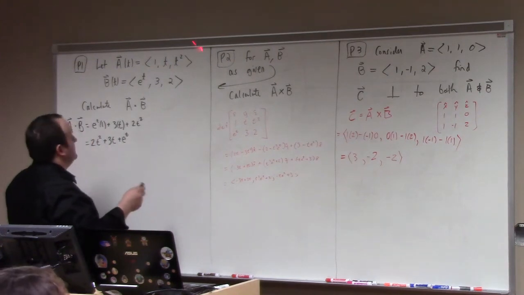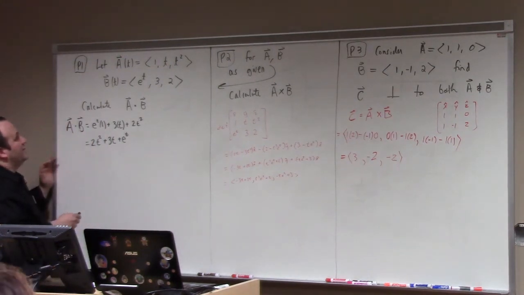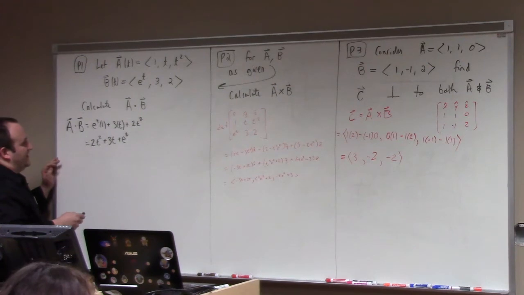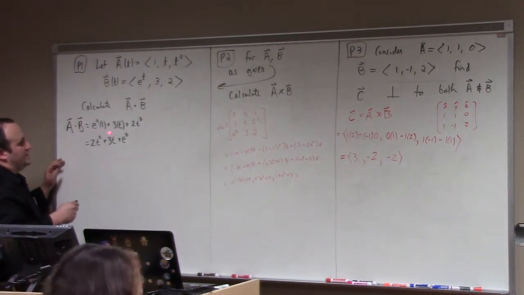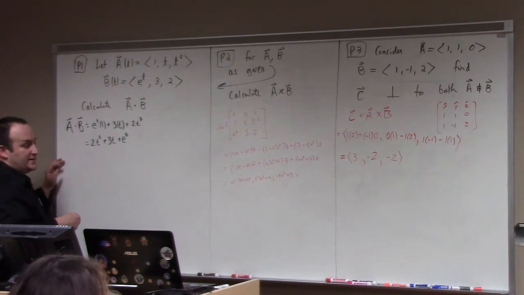So I like this one. I should just give this problem again and again and again. Then I'd feel like I really taught you guys something because everyone would get it right. So this is right on the money. We got e to the t plus 3t plus 2t squared. Good to go. That is the dot product indeed.